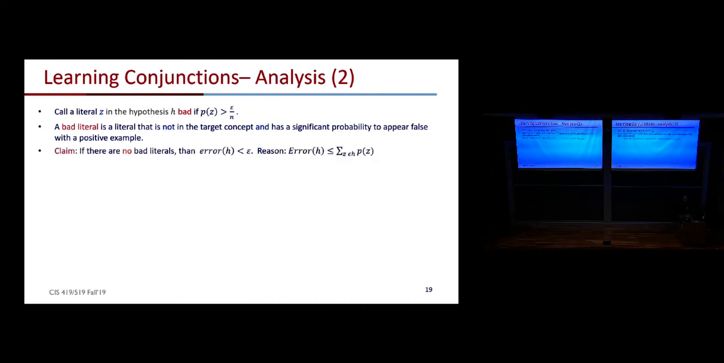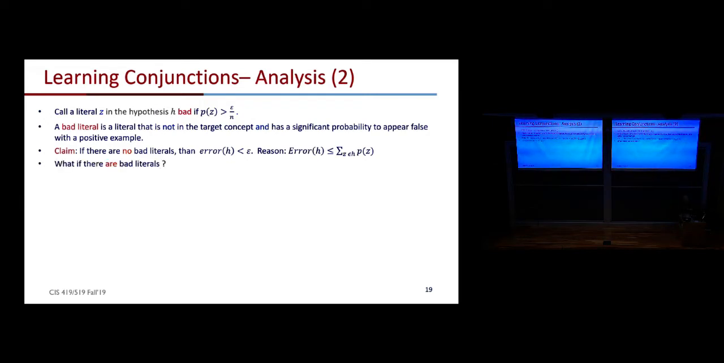Now, really what happens? Okay, so first, if there are no bad literals, my error is less than epsilon. The reason is that the error is less than the sum over all elements in the hypothesis of p of z's. All of them are going to be less than epsilon over n. So definitely the error is less than epsilon.